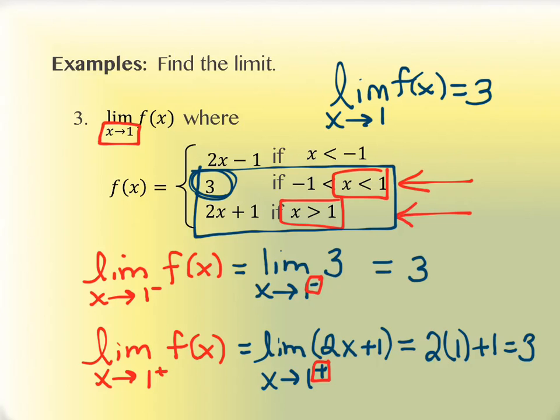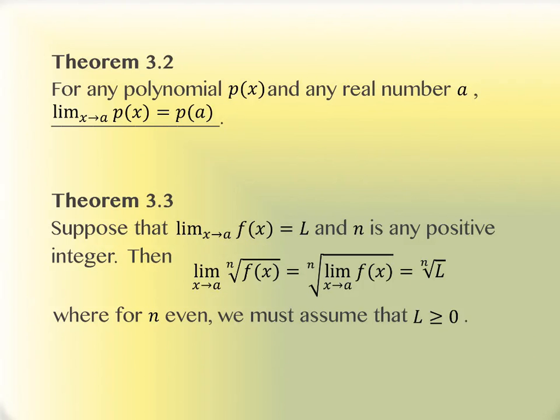Okay? All right, we're going to do another example here. Since you guys have it printed out the way I have it, we'll just go through these pretty quickly. For any polynomial p of x and any real number a, the limit as x approaches a of the polynomial is simply evaluating the polynomial at the value of a. That worked for x squared just a moment ago, right? All we did was plug the number 1 in, and so it works the same way for all polynomials.